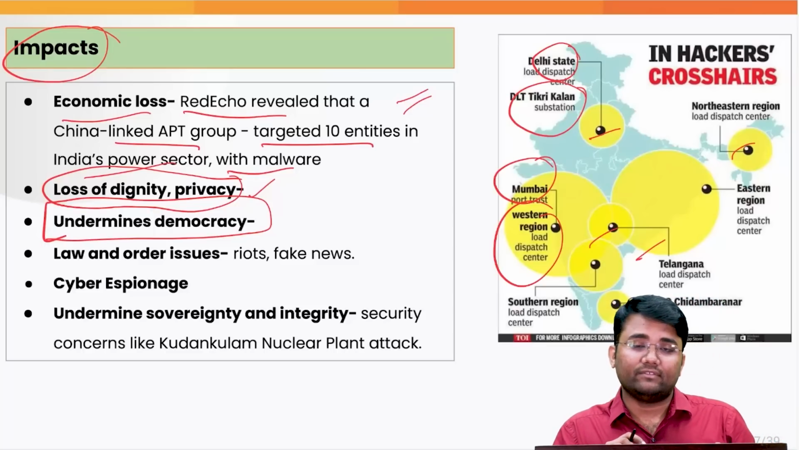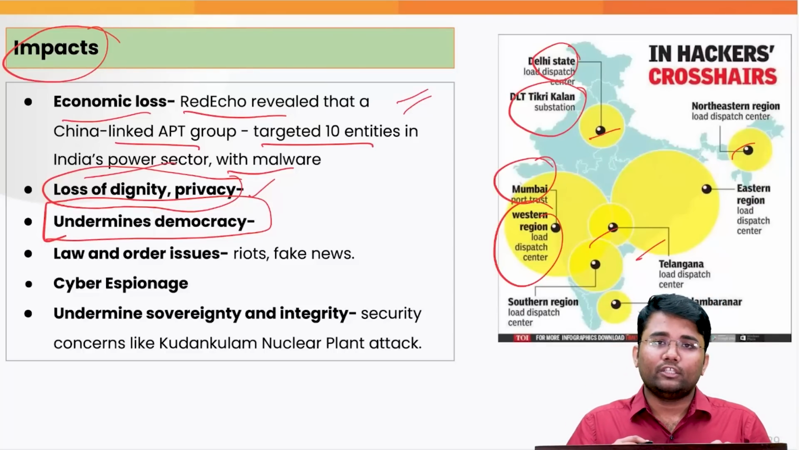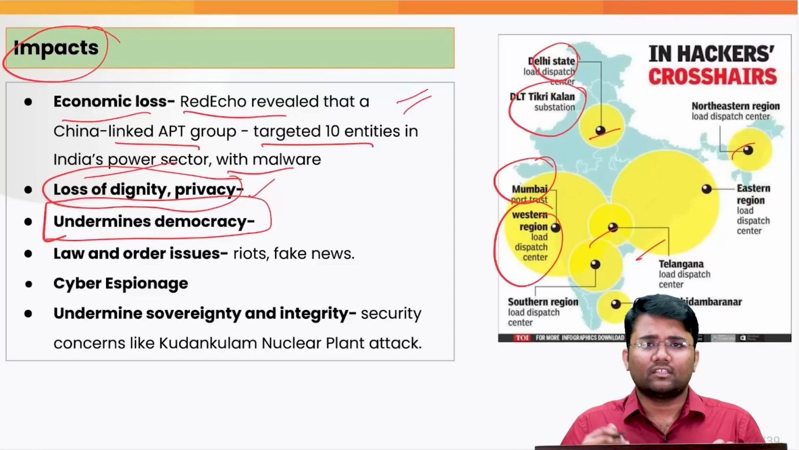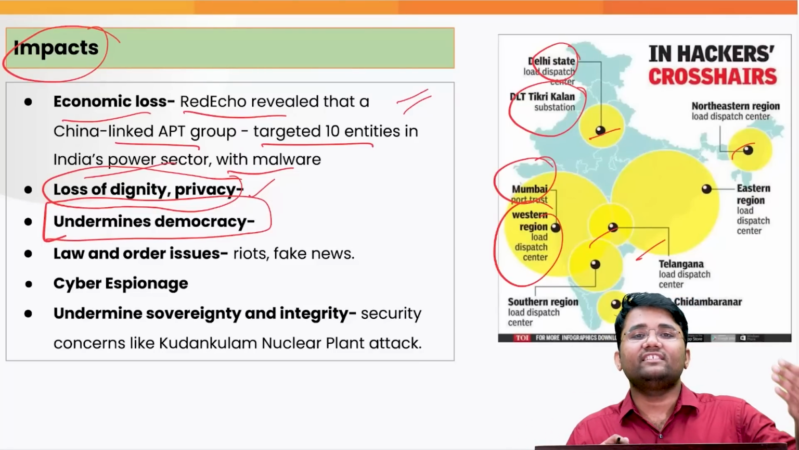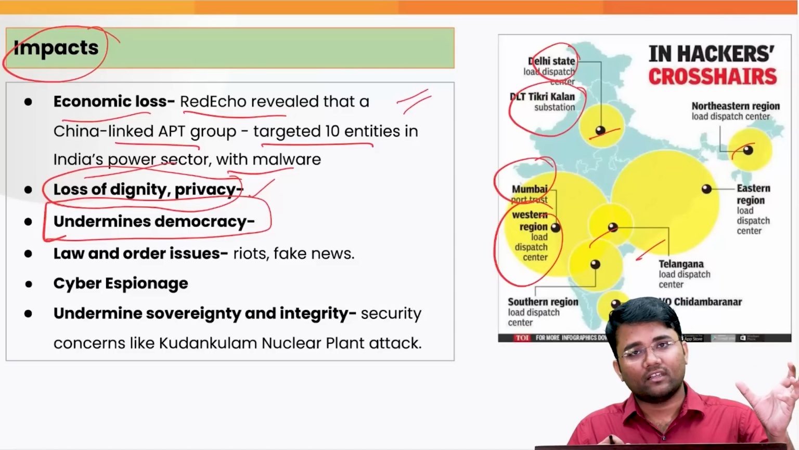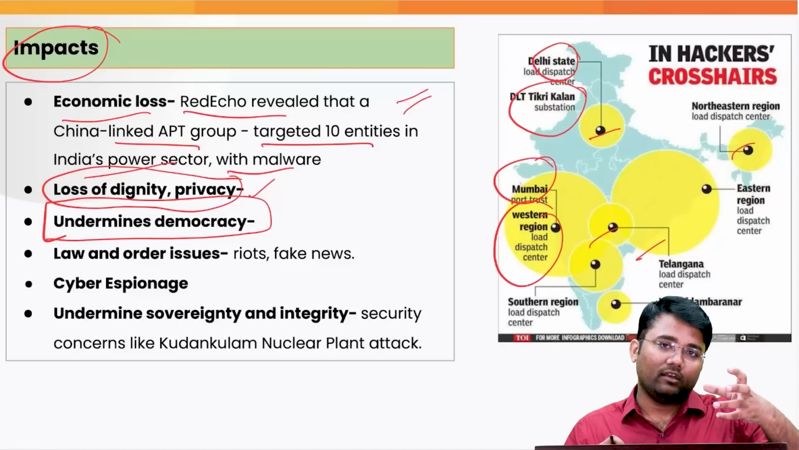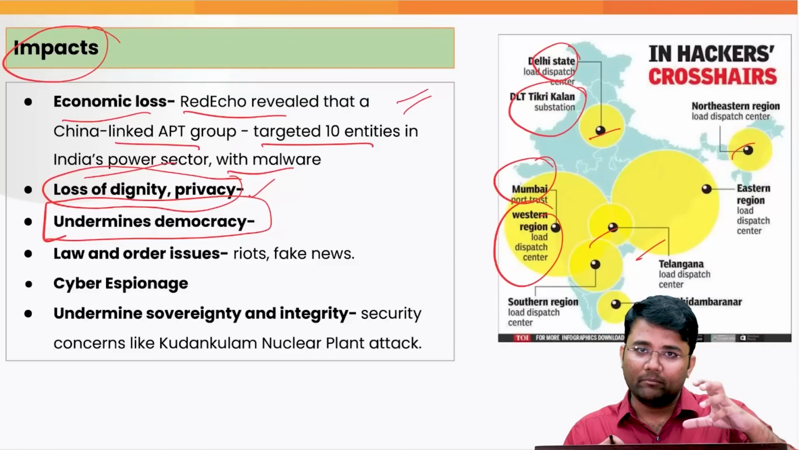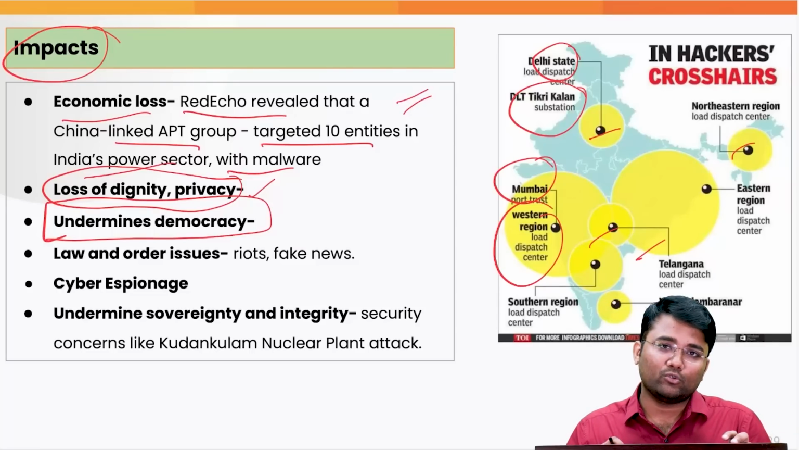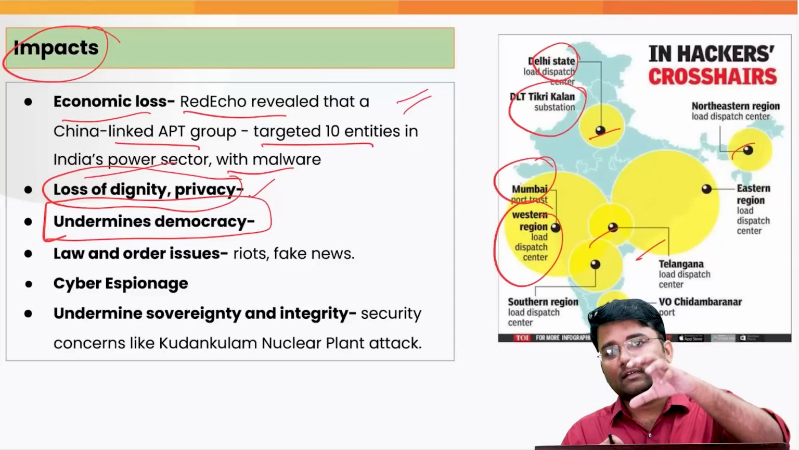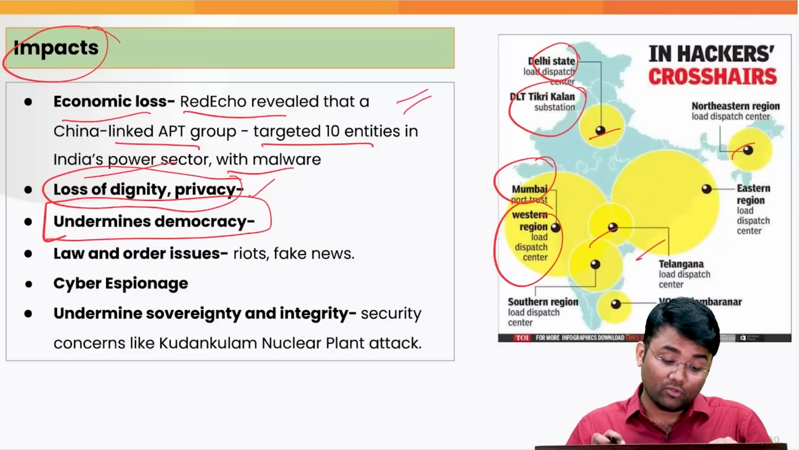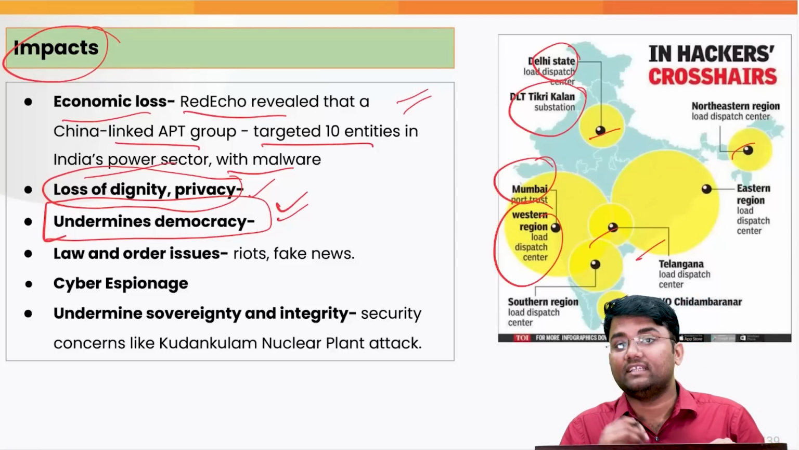It also undermines democracy. For example, what we have seen in the last US elections or during the Russia-Ukraine war, several deepfake videos of Trump as well as the president of Ukraine came out on social media. That actually molds and reshapes the public opinion. So if there is an election going on, and a deepfake video comes out related to the persons contesting those elections, it might impact the voter behavior as well as the actual outcome of that election. So in a way, these attacks can undermine democracy.